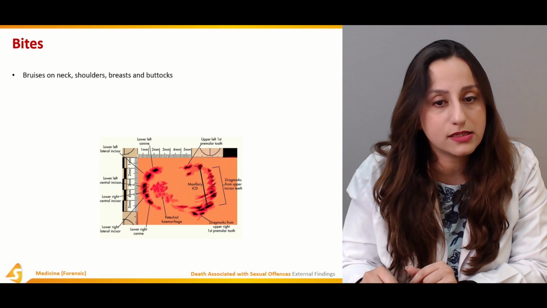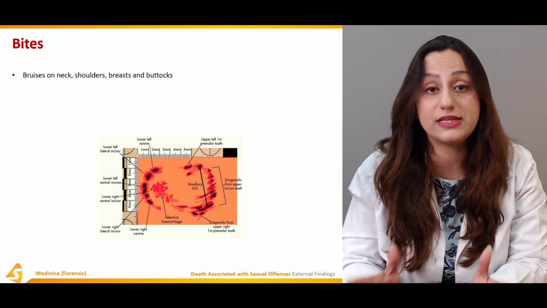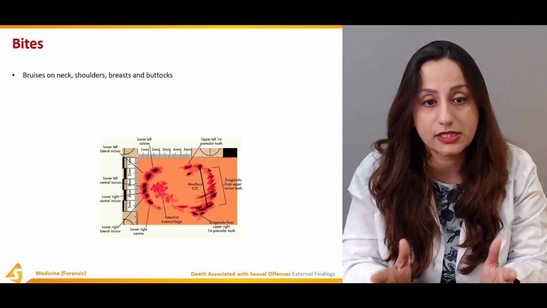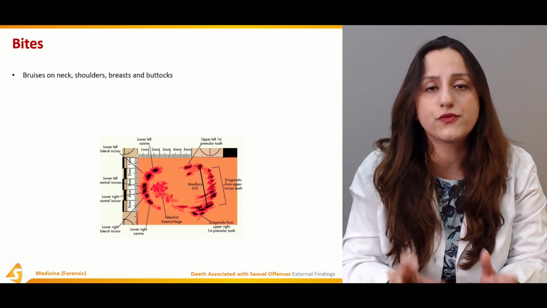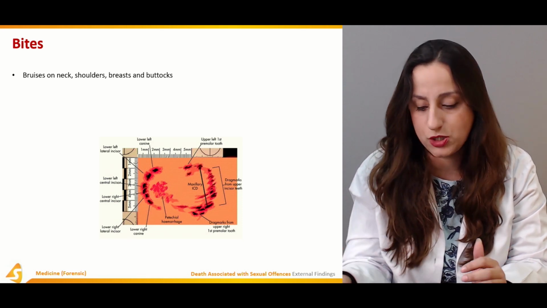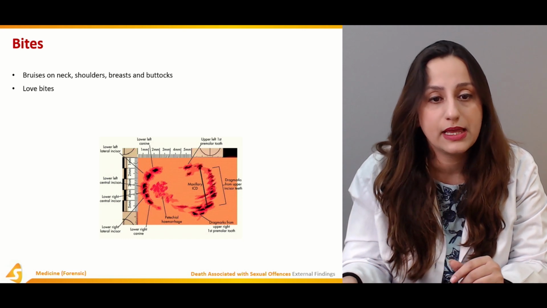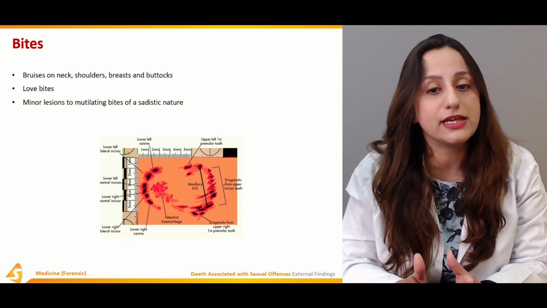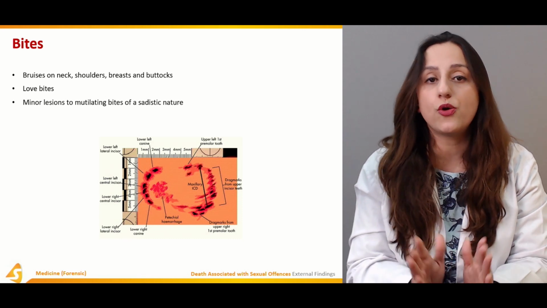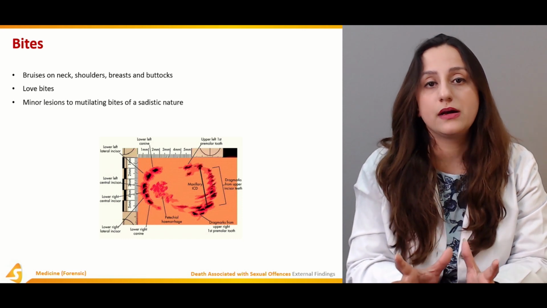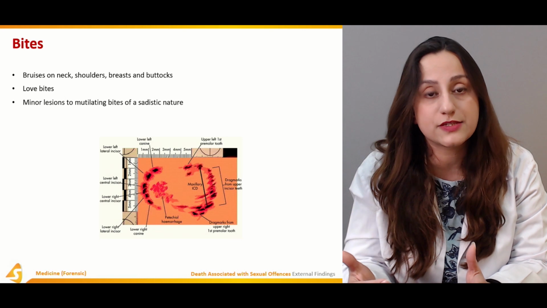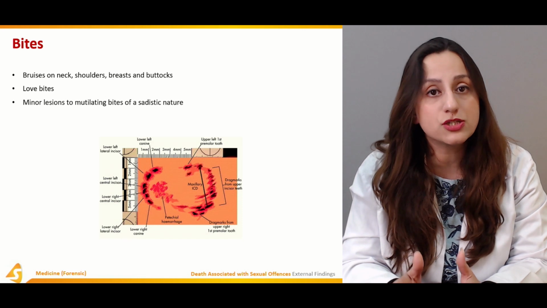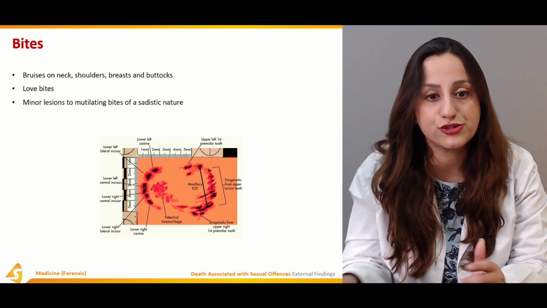So the bruises on the neck, the shoulder, the breast, and the buttocks, these basically highlight the act of sex over here. And we are going to note any kind of bruises, even abrasions or lacerations if found on these regions. They're generally known as love bites, and the minor lesions to mutilating bites of a sadistic nature. So it is also going to put some light on the assailant's mental status. For example, maybe he's suffering from a certain kind of sexual perversion. So even that is going to be highlighted over here, whether he is of a sadistic nature or not.